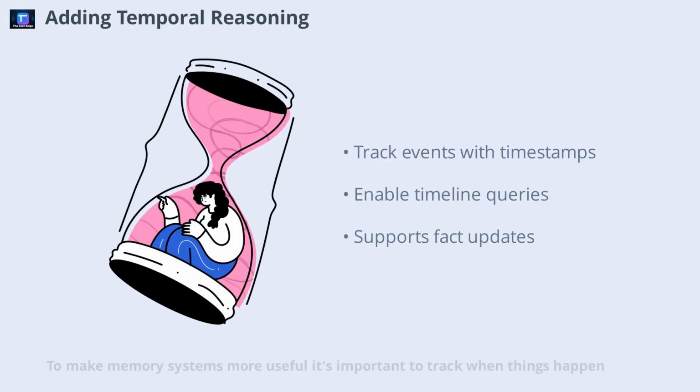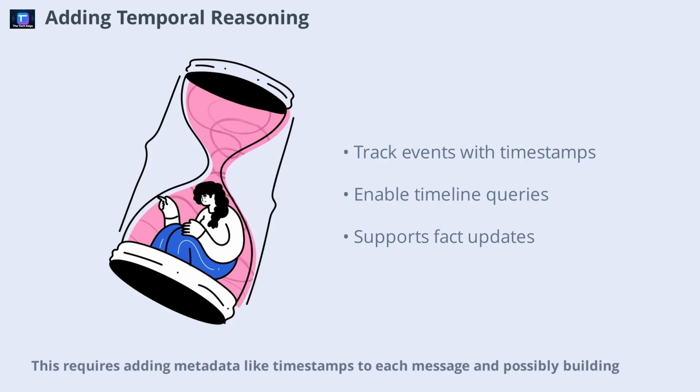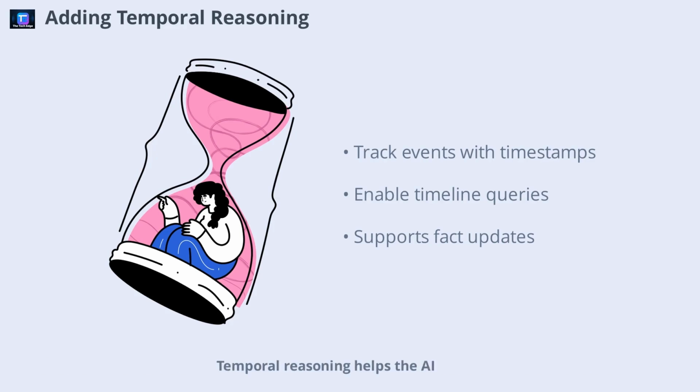To make memory systems more useful, it's important to track when things happen. For example, if a user asks, "When did you tell me about the first restaurant?" the system needs to understand the timeline of events. This requires adding metadata, like timestamps, to each message, and possibly building self-editing mechanisms that can update or invalidate facts as new information arrives. Temporal reasoning helps the AI provide more accurate and context-aware responses.